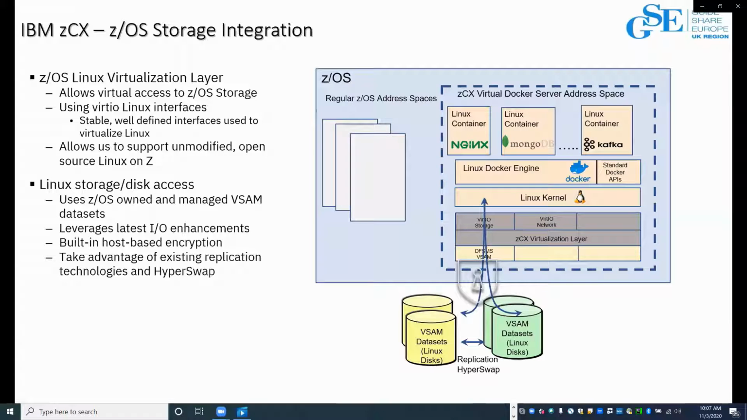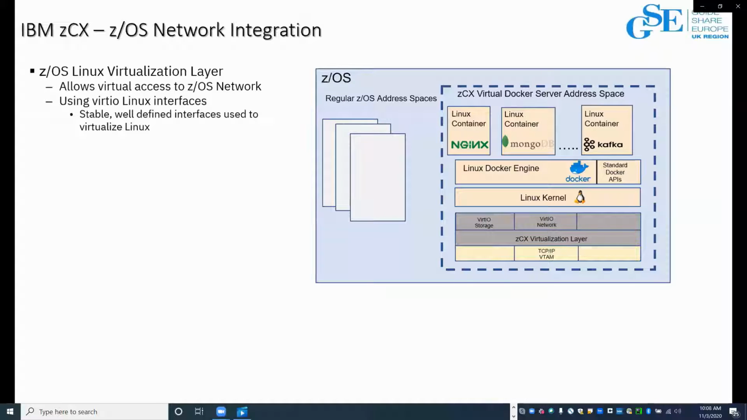By hosting the data used by zCX on z/OS managed DASD, you can also take advantage of the existing resiliency features provided by GDPS, such as HyperSwap. You can include the recovery of your zCX workloads as part of your overall z/OS disaster recovery strategy. You do not need separate processes for recovering Docker containers in addition to traditional z/OS workloads, unlike what you would need to do if these Docker containers resided on Linux servers.